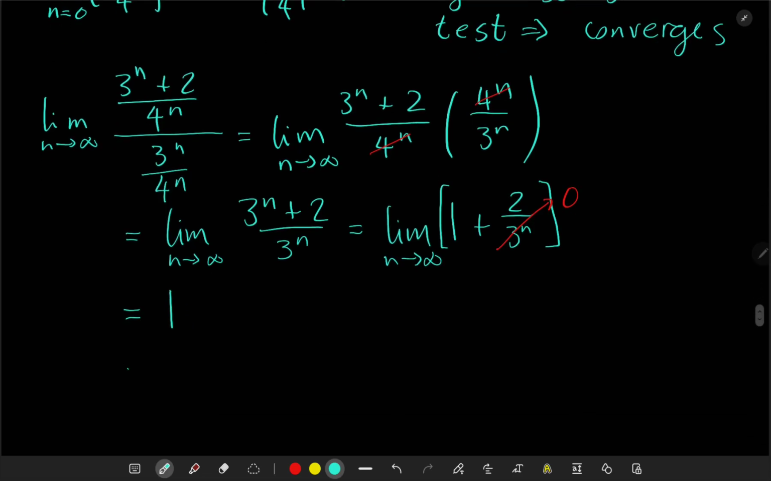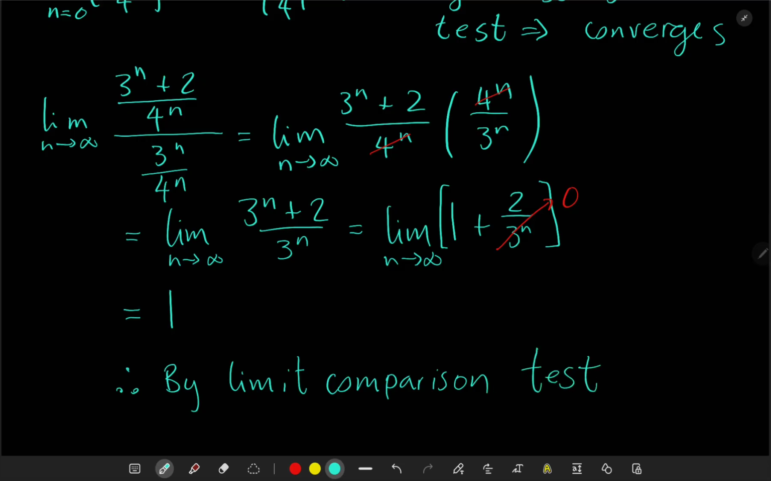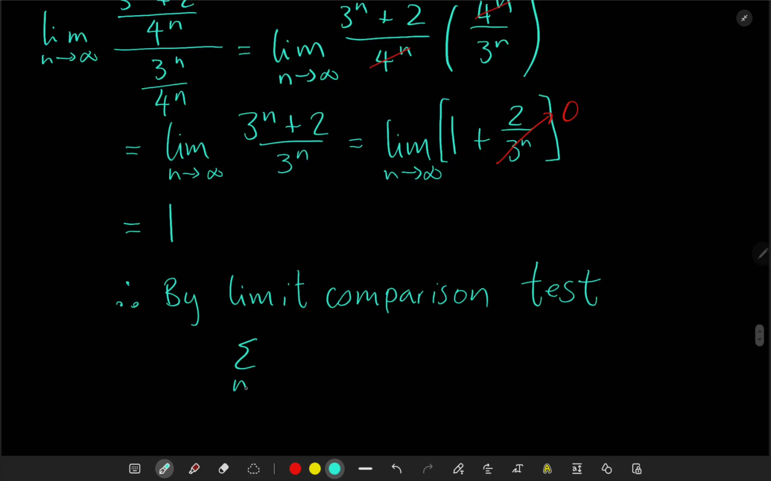Therefore, you can compare it, and using the limit comparison test, we have that the series from n equals 0 to infinity of (3^n + 2)/4^n converges, because the geometric series we compared it to, which was just this chunk, converged. Oh, that was such a fail. Oh my goodness, I need one more. So just this chunk, let's say, that one converged.